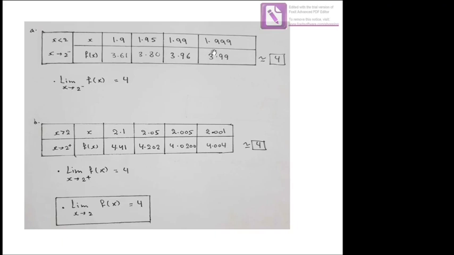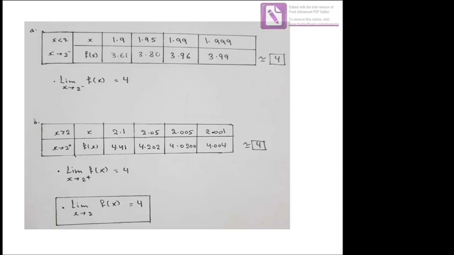Then we will find the value of f(x) when x is equal to 1.999. This will give us 3.99. Now, if you try to approximate this value, it becomes approximately 4. When you approximate this value, it becomes nearly 4. So we conclude that the limit of f(x) when x approaches 2 from the left is equal to 4.